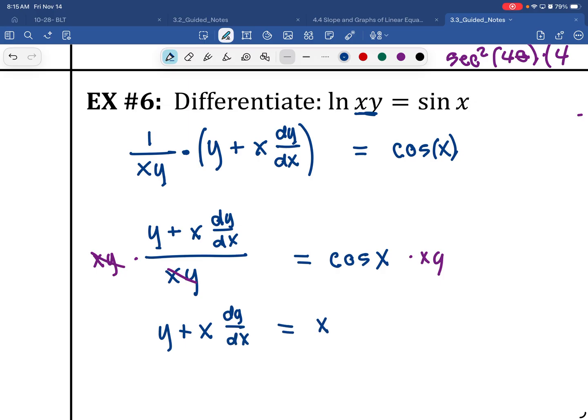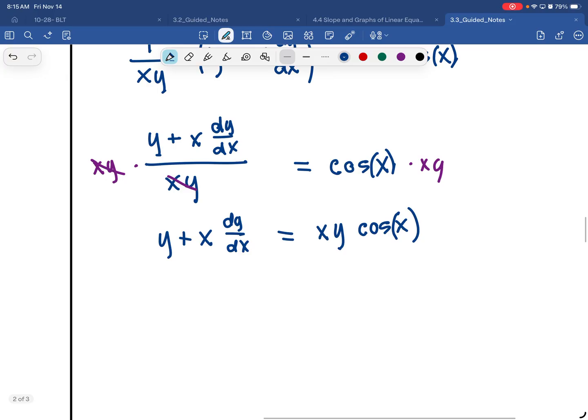I'm going to put the xy in front of the cosine so that nobody thinks that the xy is inside of the cosine, like when Mr. Bracken was talking about using these parentheses. This is just a little insurance so that I don't accidentally put that xy inside. And then to get dy/dx is 2 steps from here. You can divide everything by the x in front of dy/dx, or you could subtract the y to the opposite side. I'm going to subtract the y to the opposite side.